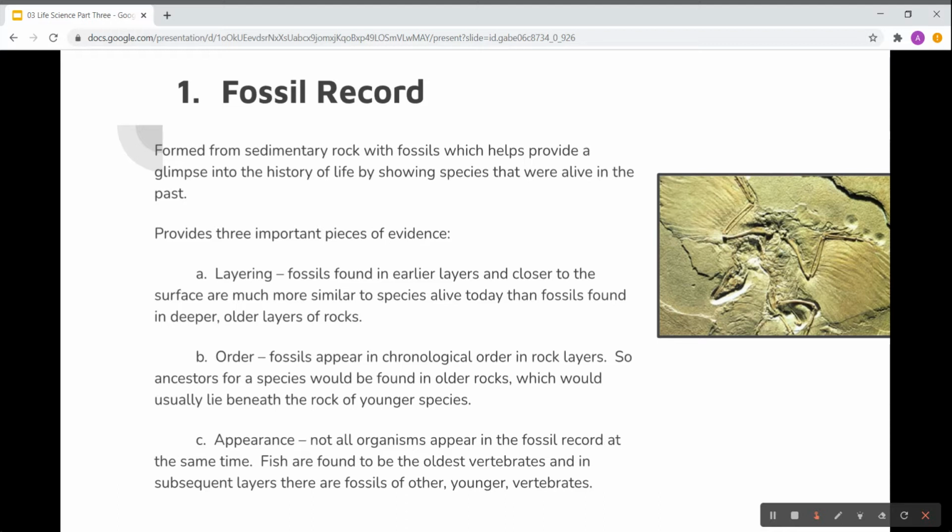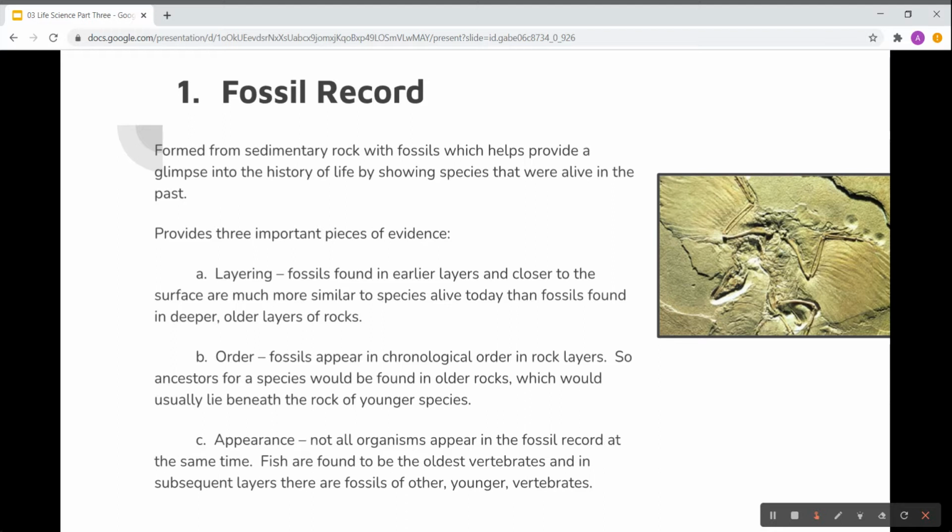The order. The order that fossils appear in the rock layers makes a difference. The ancestors, the first species, we found in older rocks, which would lie beneath the rocks of younger species. So as you go up, you get younger fossils. From the base of the rock you get older species, and then as you go up, you get younger species. And same thing in the age, you can tell the order that they were fossilized. So the appearance of them.